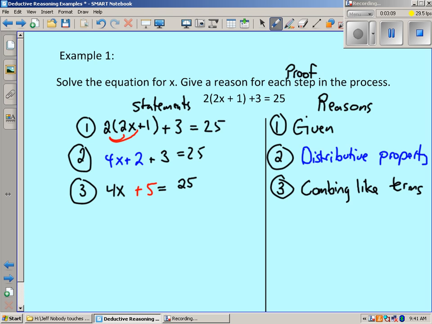Then step 4, now it's an algebra problem, so I have to do something to get x to stand alone. I'm going to subtract 5 across the equal sign from both sides. Now you can show this step: 4x plus 5 equals 25, and subtract 5 from both sides. That gives me 4x equals 20, which is all step 4. In that step, I used the subtraction property.